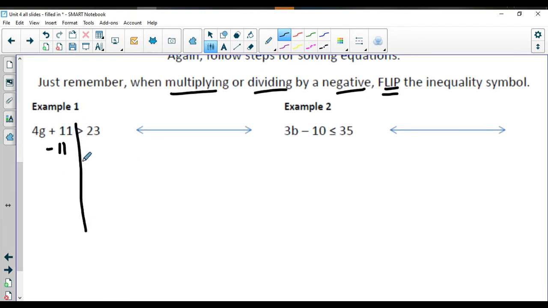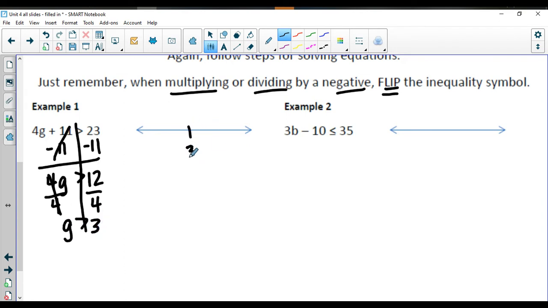The plus 11 is our addition or subtraction. So remember, we're trying to get G by itself. We're doing SADMEP, which is PEMDAS backwards. So I'm going to subtract the 11 on both sides. This leaves me with 4G is greater than 12. To get the G by itself, these are together by multiplication. I undo multiplication with division, so I'm dividing by 4 on both sides. G is greater than 3.